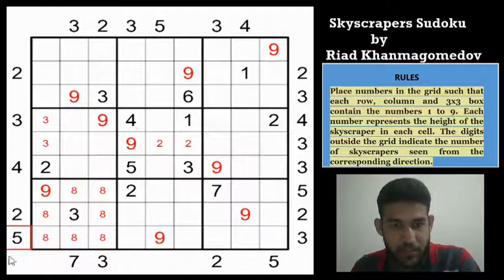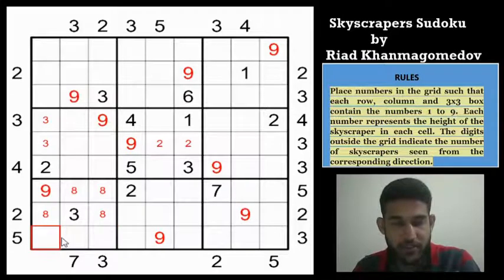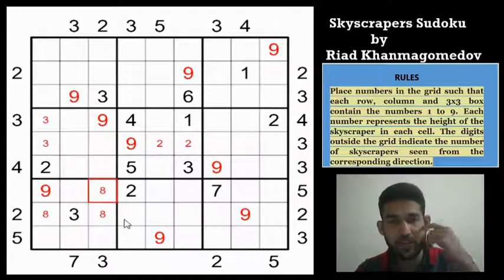Because of this 5 clue, you can straight away eliminate 8 from these 3 cells. Because if you have an 8 here, then you can see at max only 1, 2, 3 and 4. So you can eliminate 8 from all these 3 cells, and this 7 clue eliminates the 8 from here, right? And all these cells are possible for the 8 in this box.